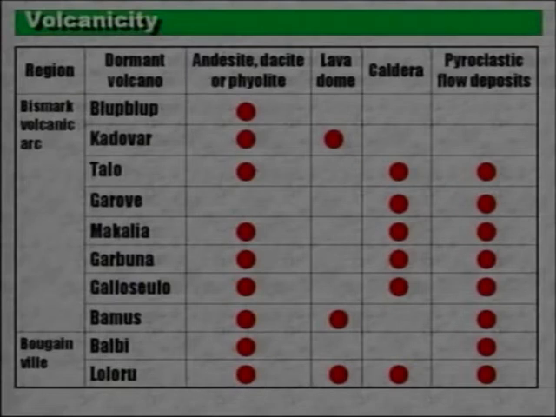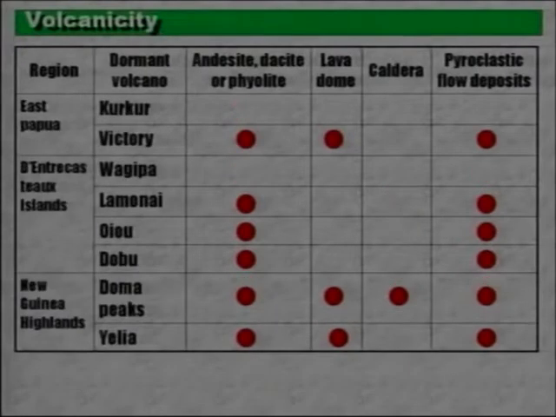Look at the Bougainville volcanoes, which are dormant. There's two of them there, Balbi and Loloru. You can make reference to the other information as I've explained already. Eastern Papua, or East Papua, the Kukur volcano and the Victory volcano. The D'Entrecasteaux Islands, we have Waiowa, Lamonai, Oyo, and Dobu. You can refer to the other information for those dormant volcanoes. And don't forget the New Guinea highlands. We also have Doma Peaks and Yelia.